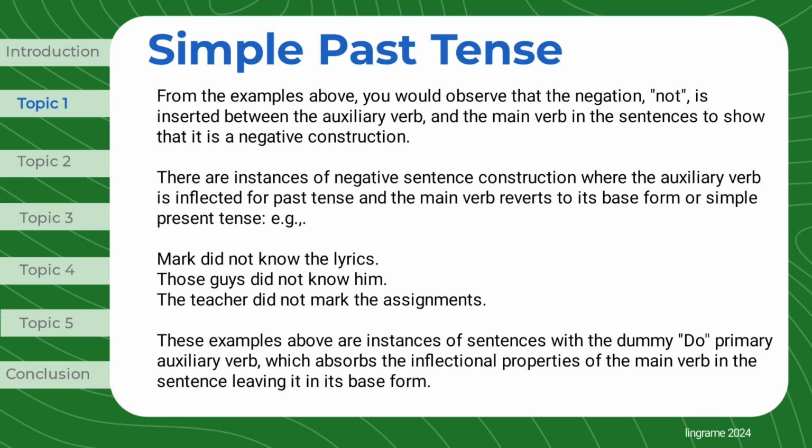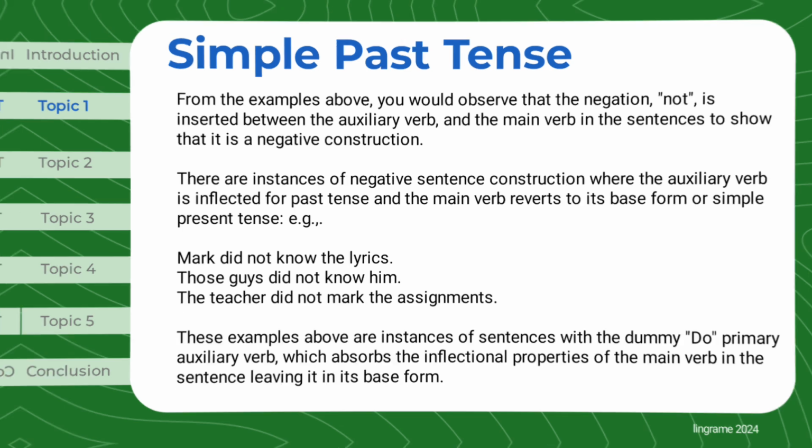For example, Mark did not know the lyrics. Those guys did not know him. The teacher did not mark the assignments. These examples above are instances of sentences with the dummy-do primary auxiliary verb, which absorbs the inflectional properties of the main verb in the sentence, leaving it in its base form.